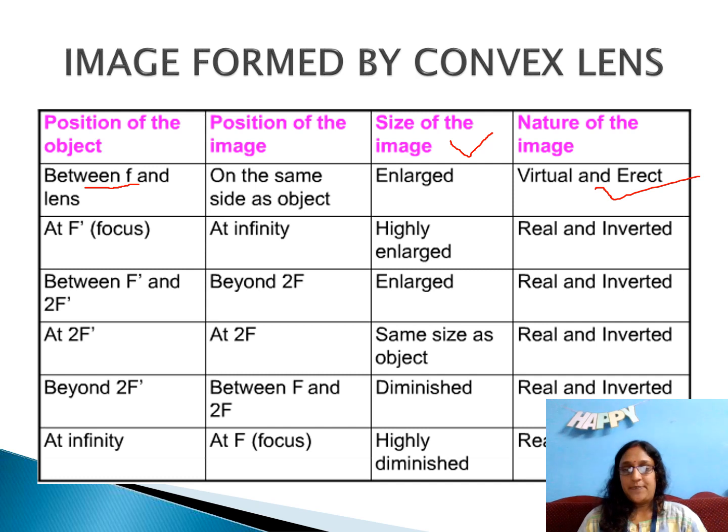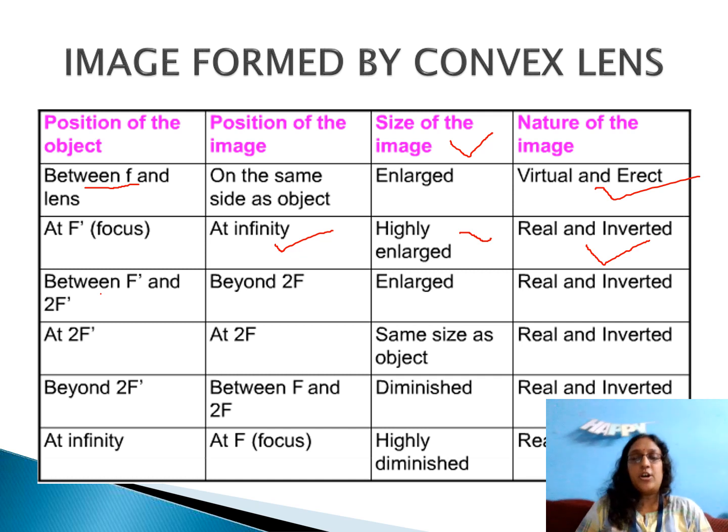Next, at focus. If you're keeping the object at focus, you'll get the image somewhere at infinity, and the size of the image will be highly enlarged. The nature of the image will be real and inverted. And when you keep it in between F and 2F, that is on this side, you can also call it F1 and 2F1.